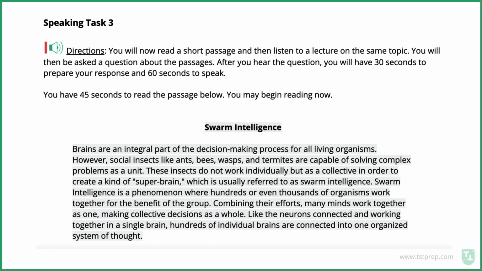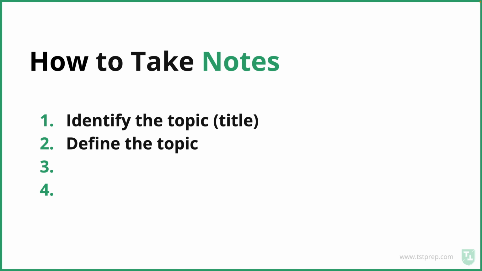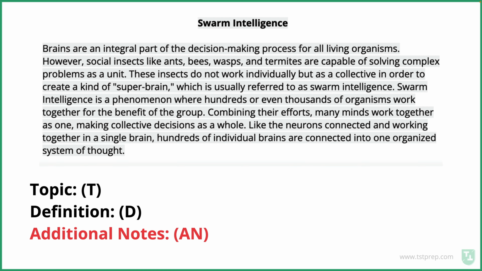What should you be looking for? What do you need to know when you speak? If you remember from my response, I didn't say a lot from the reading. So you don't have to actually write a lot. You only have to identify the topic, which is usually the title, and define it. So they'll give you the title, swarm intelligence, and then you have to say what swarm intelligence is. That's pretty much it. That's all you really need from the reading passage.